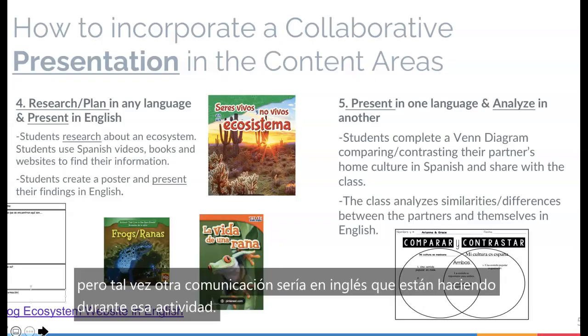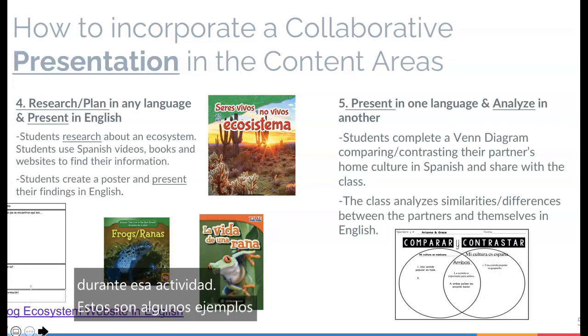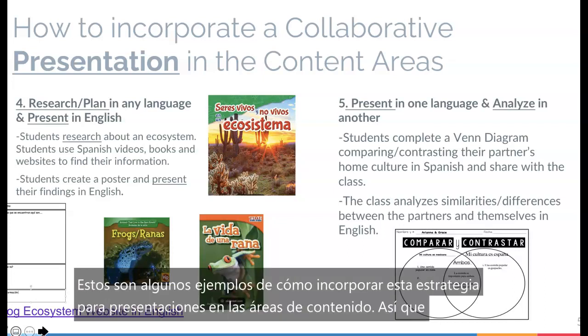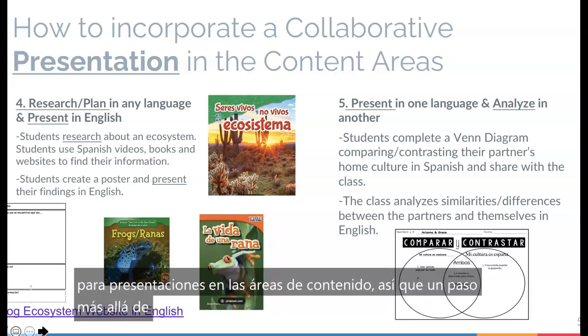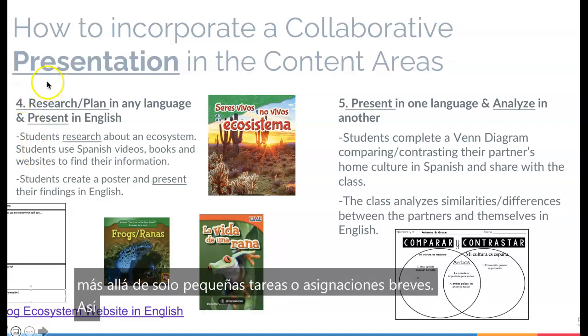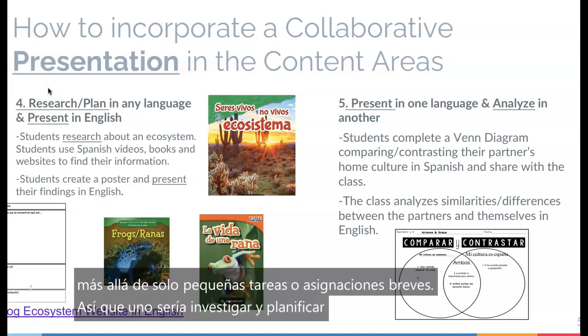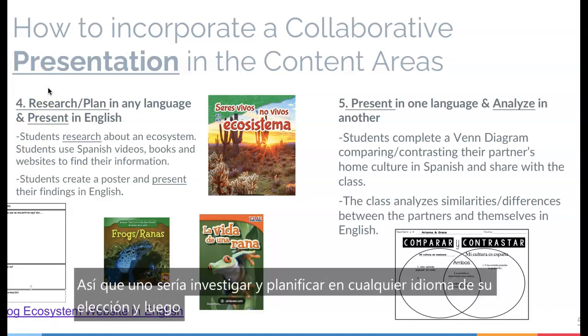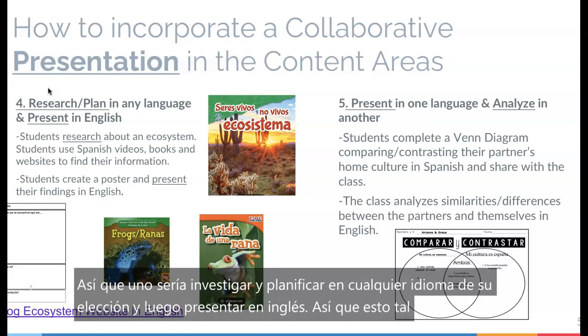These are some examples of how to incorporate this strategy for presentations in the content areas, so kind of a step further than just brief little tasks or assignments. So one would be to research and plan in any language of their choice, and then present in English. So this would maybe be used more in the secondary or high school level.